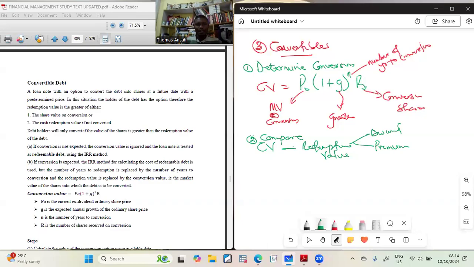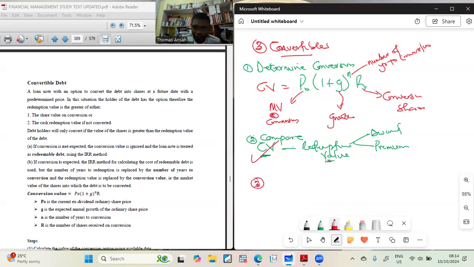Then, when you are done, you are going to select the highest one to be your redemption value. So if your CV is bigger than your redemption value, then your redemption value will be your CV. If your redemption value is greater than your CV, which is the conversion value, then your redemption value stays as the redemption value.